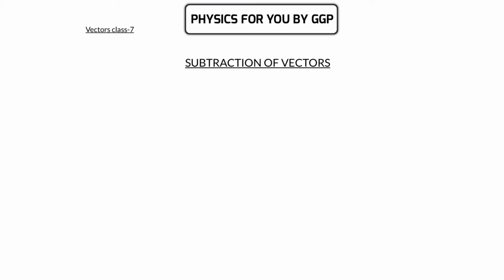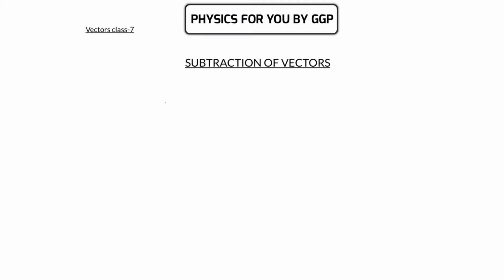In this we'll discuss how to subtract one vector from another vector. That means we are going to discuss a vector minus b vector. Now basically we don't have any specific method for a vector minus b vector. We'll do it in the way of a vector plus b vector only.